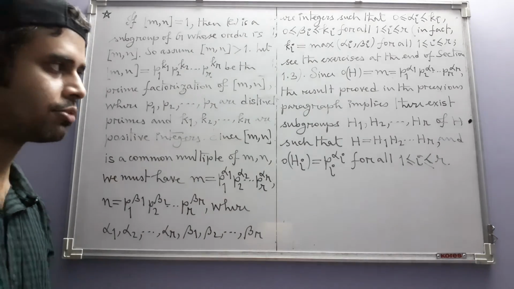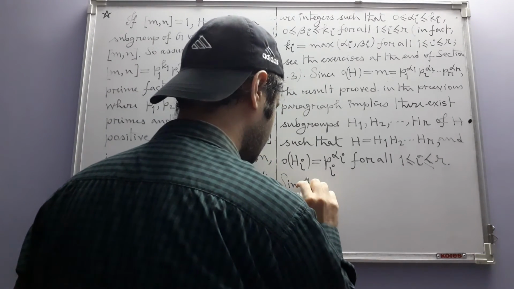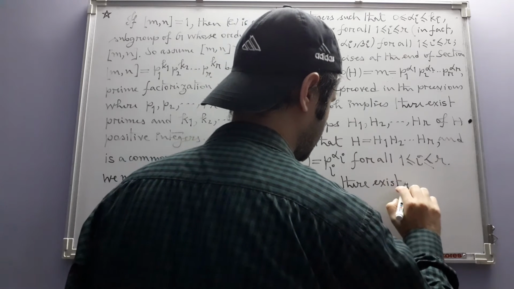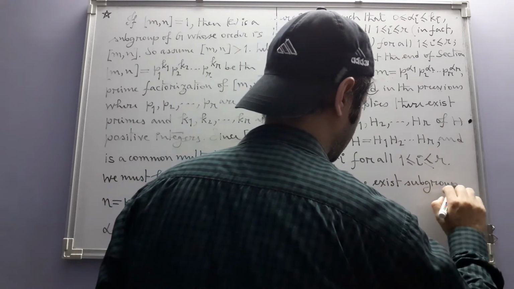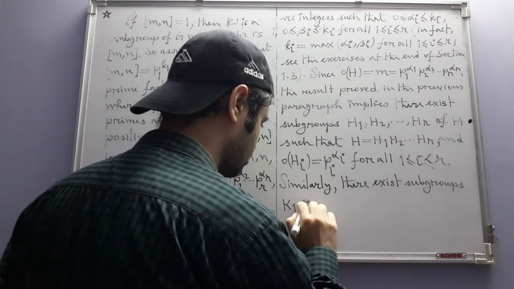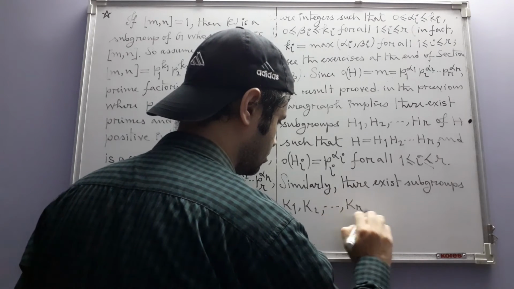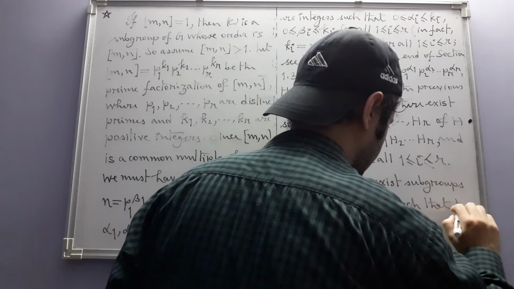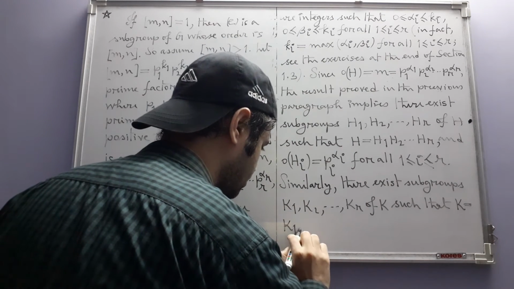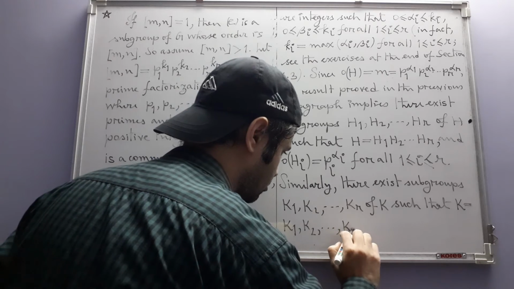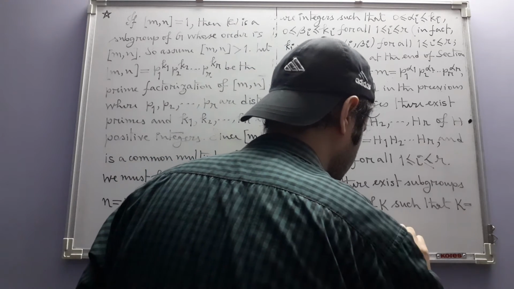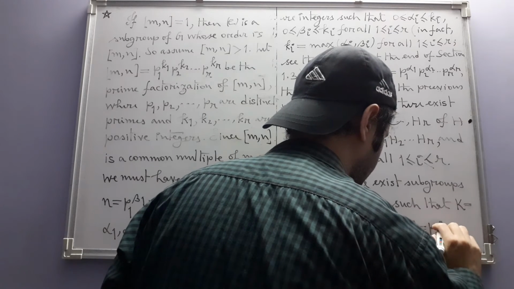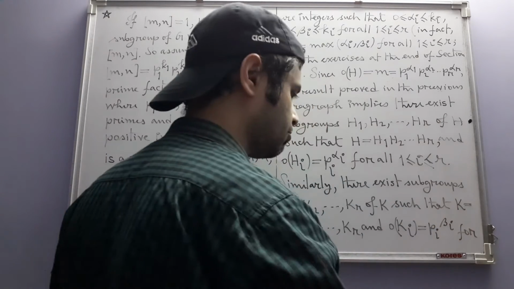Similarly, we can write an expression for K. Similarly, there exist subgroups K1, K2, etc. up to KR of K such that K is their product, and order of Ki is equal to Pi to the power beta i for all i.